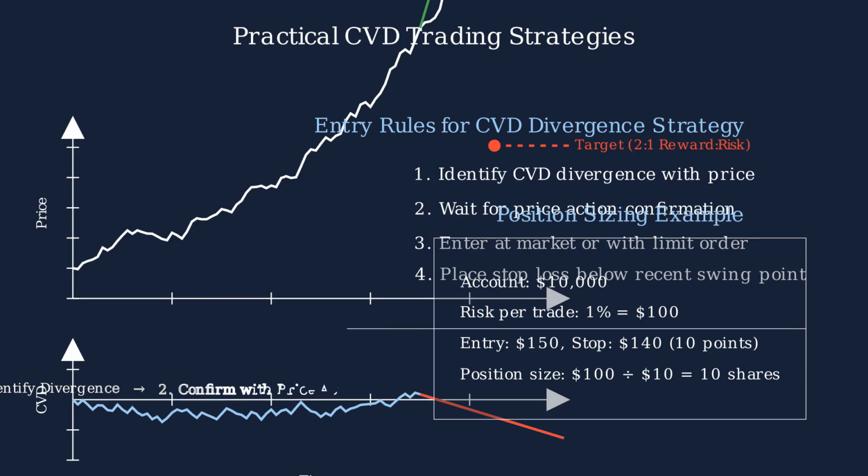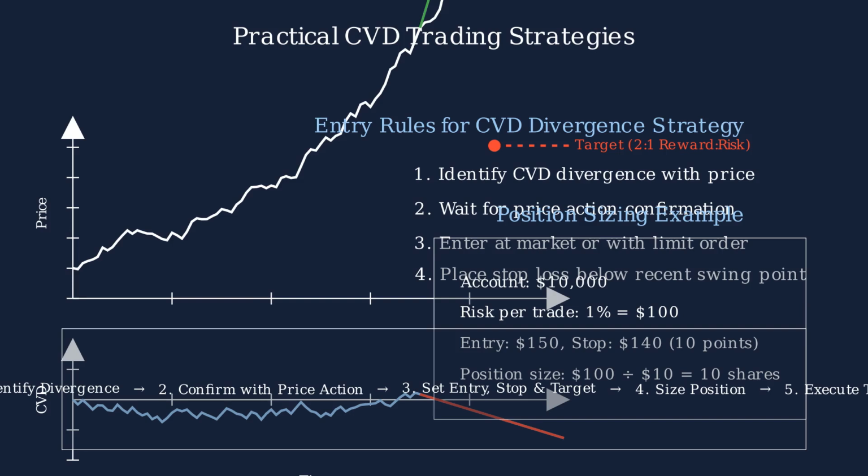To implement this strategy effectively, follow these 5 steps. Identify the divergence, confirm with price action, set your entry, stop, and target, size your position appropriately, and then execute the trade.